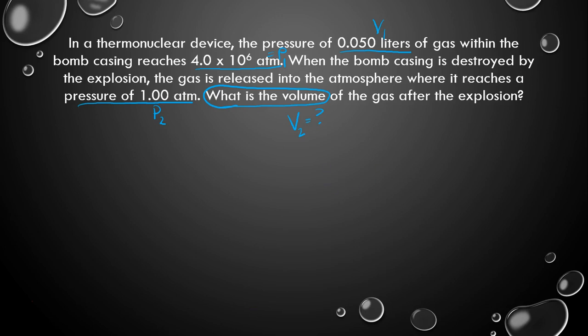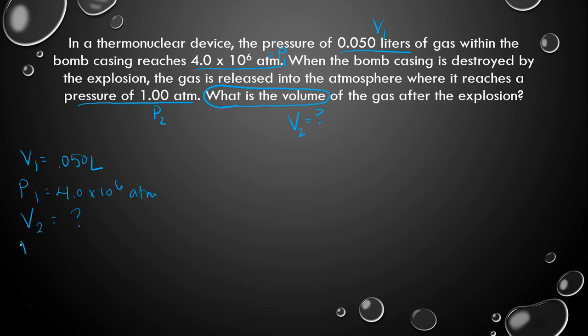Now, if you don't like this particular way of doing things, then my suggestion is to make yourself a list over here. Like V1 is equal to 0.050 liters. P1 is equal to 4.0 times 10 to the 6 atmospheres. Now, some people don't like doing this.